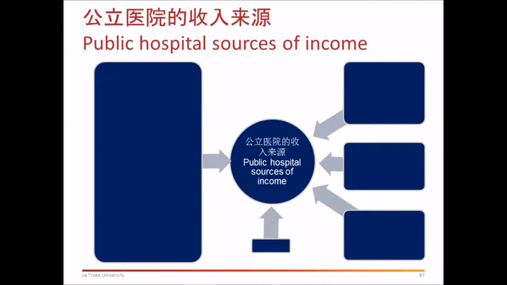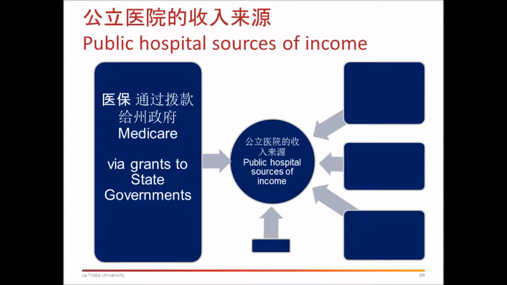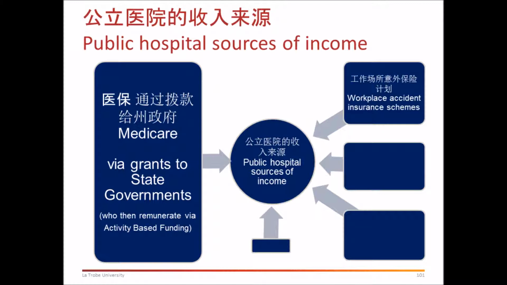So if we look at the sources of income, the predominant source is from the federal government via Medicare, via grants to state governments, who then remunerate the public hospitals using activity-based funding for acute care and increasingly for other forms of care. If you have a workplace accident, you'll be treated in a public hospital, but the costs will be paid by workplace accident insurance schemes. Similarly, if you're injured on the roads, you'll be treated in a public hospital, but your care will be paid by transport accident insurance schemes.